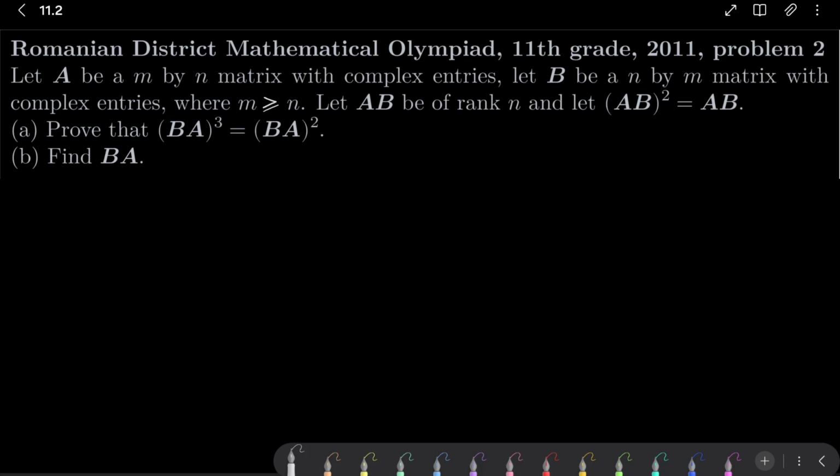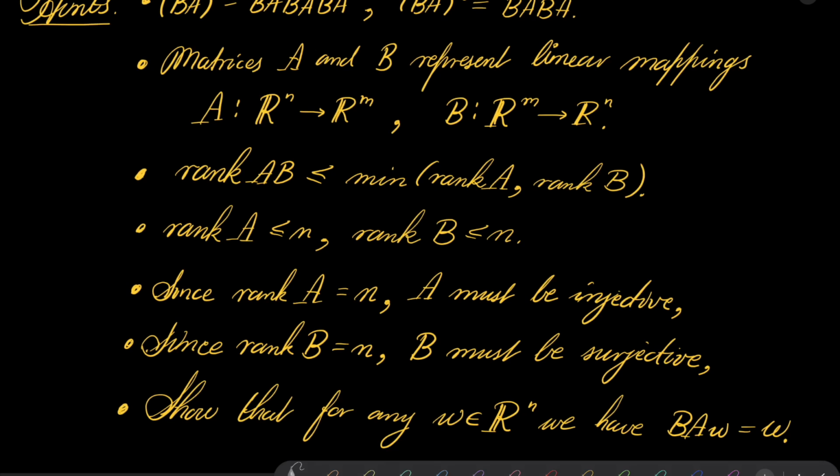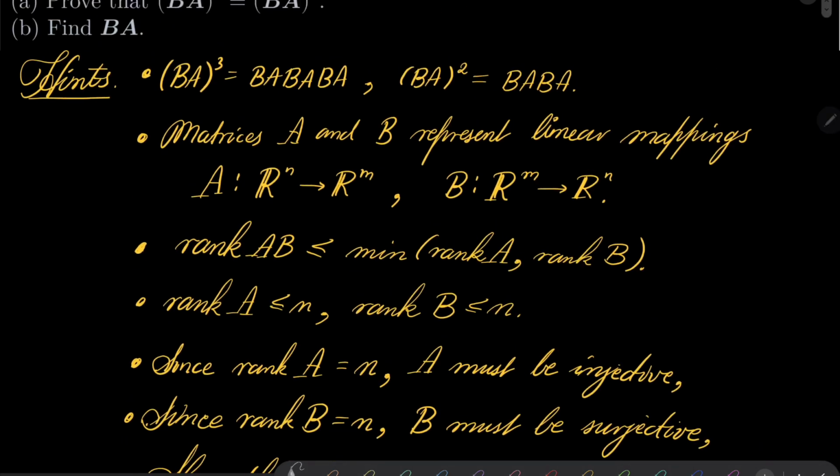But here are my hints for this problem. First, notice that (BA) cubed is BA, BA, BA, and (BA) squared is BA, BA, and notice that we can omit any parentheses right here because the multiplication of matrices is associative. Moreover, any matrix represents some linear mapping.